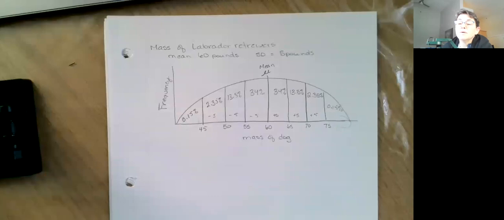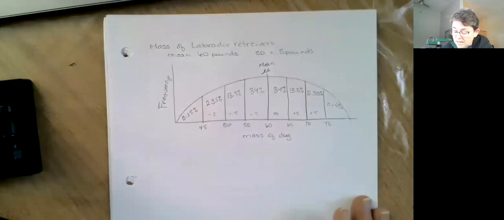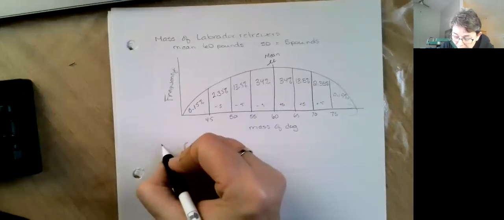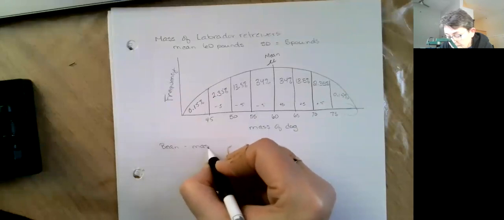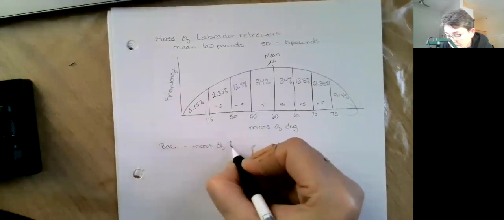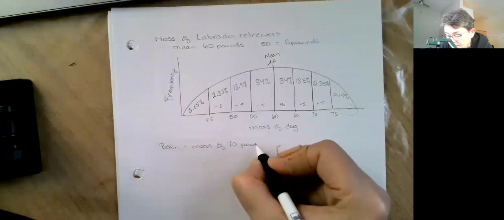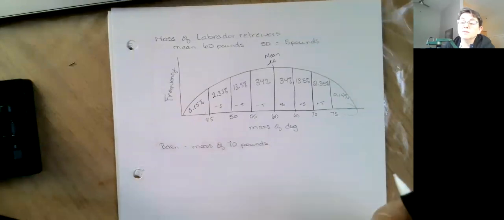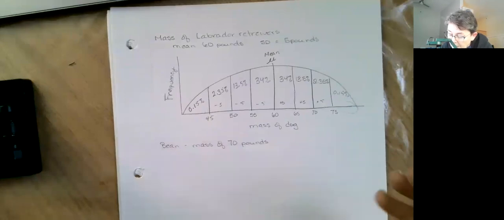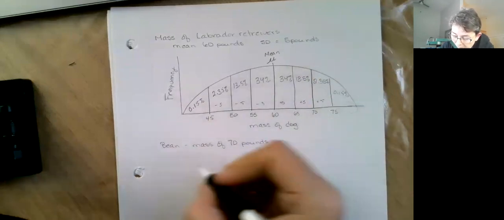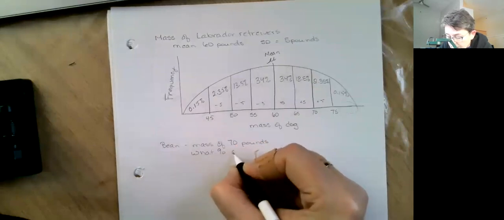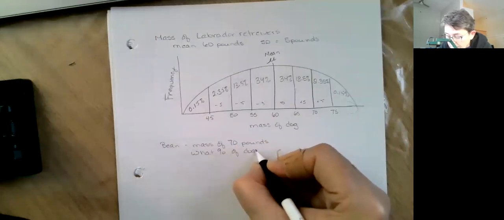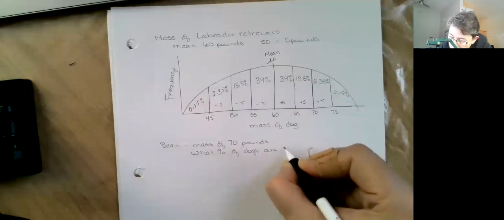Now, Miss Jellybean, that I just did our little flash there, weighs 70 pounds. Let's figure out what percent of dogs of the labs are heavier than Bean. She was just at the vet a little while ago, so I know she actually weighs 70 pounds. Okay, so what percent of dogs are heavier?